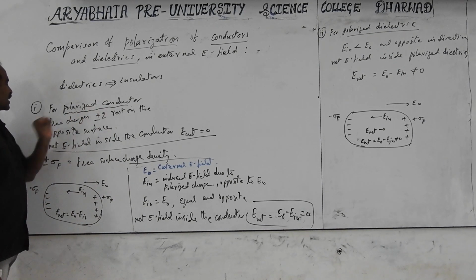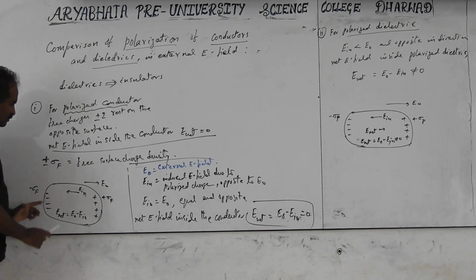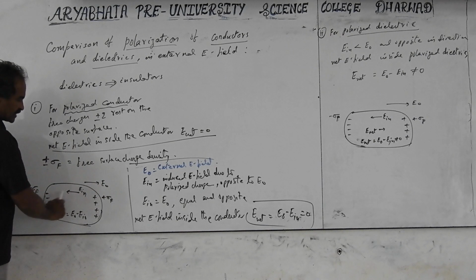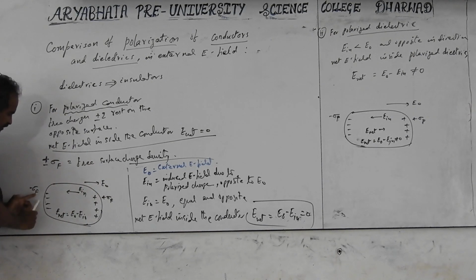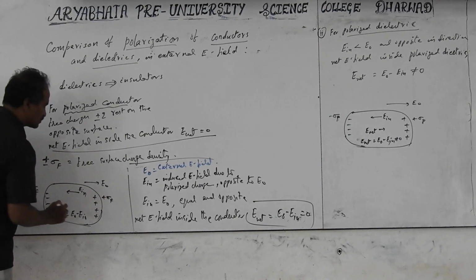For a polarized conductor, you find free electrons. In the conductor case, the electrons can move freely. So electrons will move from one side to the other side, opposite to the electric field. Where the electrons accumulate, the other side has the same number of positive charges, having lost electrons. We call these free charges. Free charges means they can move freely.